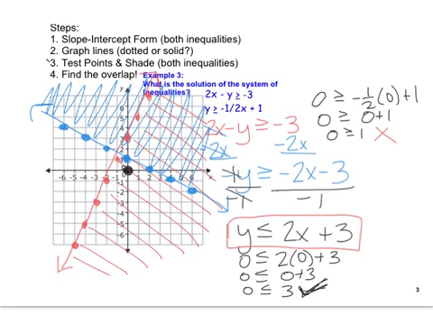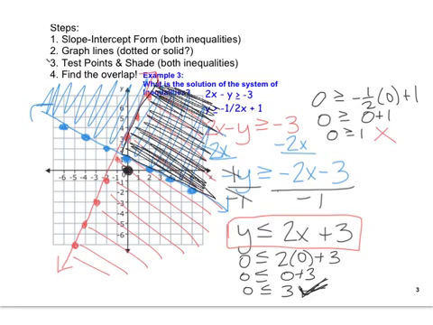Now, step 4 of solving a system of inequalities is to find the overlap. So remember, the solution of a system is really the intersection of the two graphs. So the intersection is any point that got shaded by both graphs. So that's going to include this region that I am shading in black. Any point that falls in this region is part of the solution set.